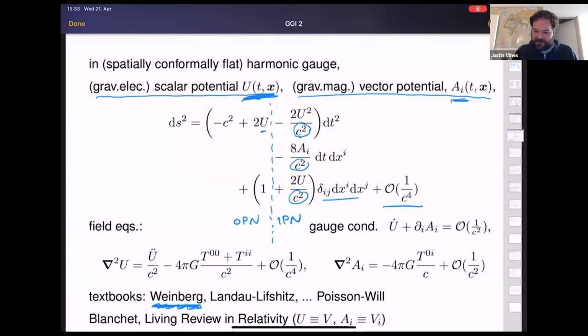But essentially, see Weinberg, to see why you make this ansatz for the metric: you plug it into the exact Einstein equations and start expanding in 1/c, you will find that Einstein's equation is satisfied, plus what we would call 2PN corrections, if these field equations are satisfied.